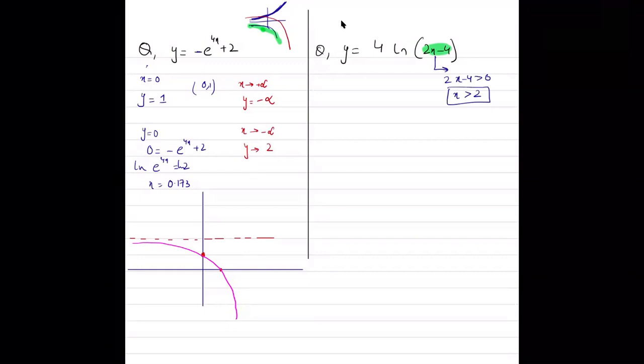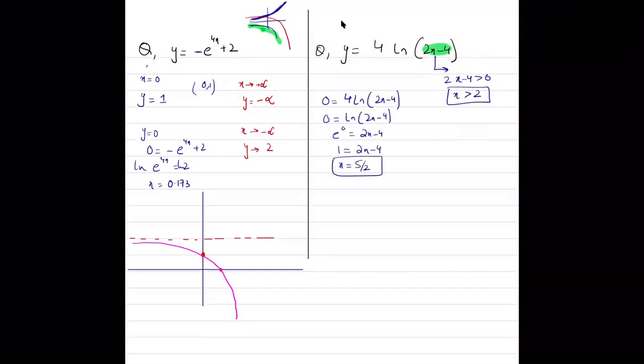The next thing is for the x-intercept, you're going to take y as 0. So 0 equals ln of 2x minus 4. e raised to the power of 0 is 2x minus 4. 1 equals 2x minus 4, and x comes out to be 5 over 2. Agreed? Is it fine so far?